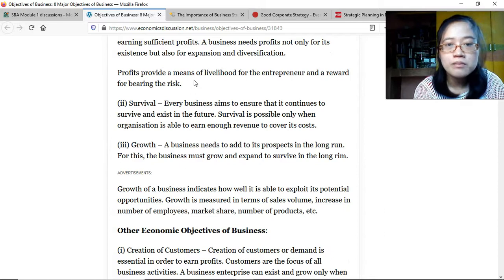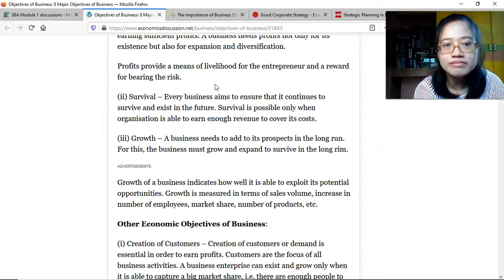Profits provide a means of livelihood for the entrepreneur and a reward for bearing the risk. Okay? Kaya nga sabi ko nga, it's okay for the entrepreneur, the owner, to get a huge part, or the major part of the profit. Kasi sila naman talaga yung they took the risk, they're the ones who labored, sila lahat yung naghirap, nagpakasakit, okay, para lang malampasan lahat ng mga problemang pinagdaanan. And I assure you, maraming problemang pinagdadaanan ang mga startup, okay?